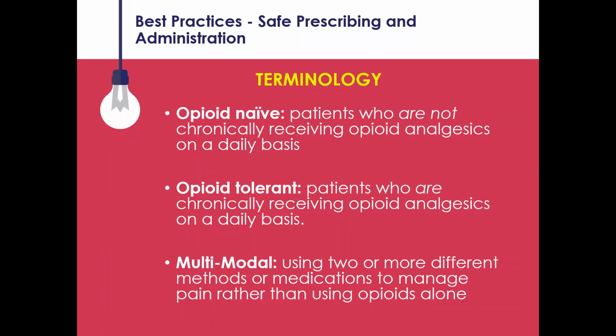There are some terms that we've used and that we'll be using as we further discuss prescribing and administration. So I think we need to just discuss those briefly. Opioid naive are patients who are not chronically receiving opioid analgesics on a daily basis. Those that are opioid tolerant are chronically receiving opioid analgesics on a daily basis. And multimodal, I think we talked about this a couple of presentations ago, is using 2 or more different methods or medications to manage pain rather than using opioids alone.